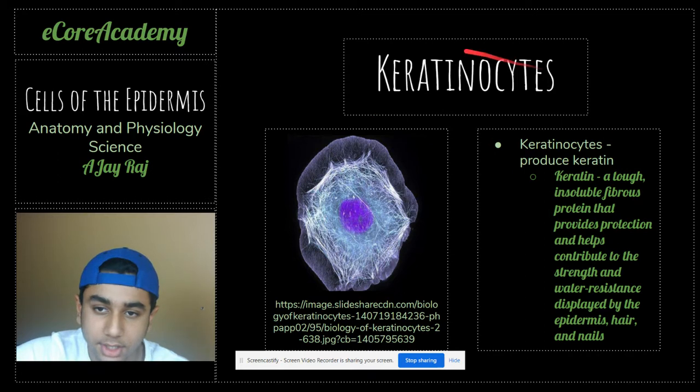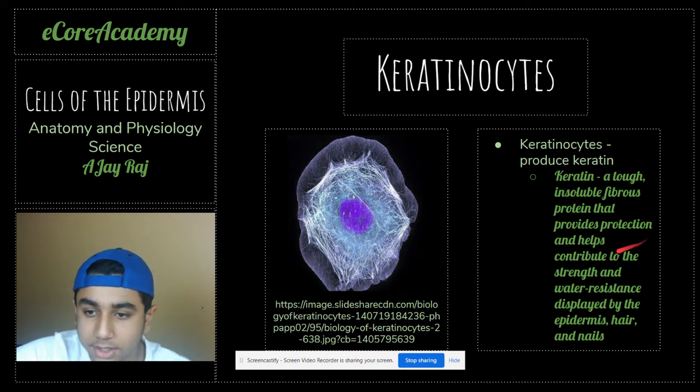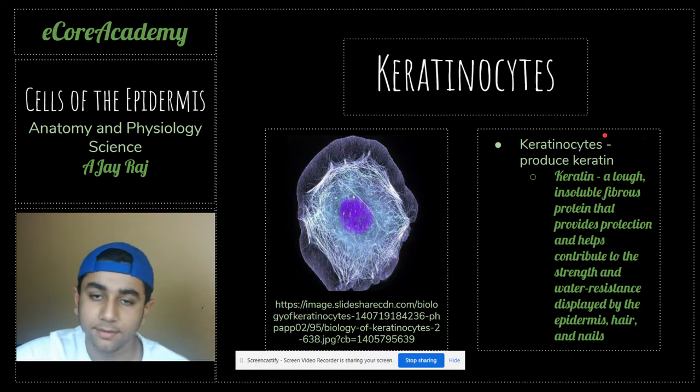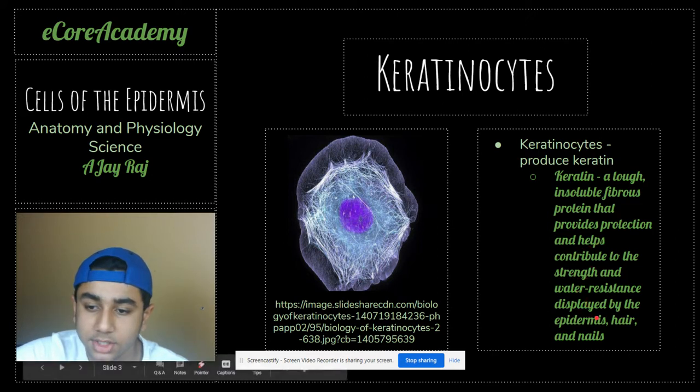So here we have keratinocytes. Keratinocytes produce keratin, and here it says that keratin is a tough, insoluble fibrous protein that provides protection and helps contribute to the strength and water resistance displayed by the epidermis, hair, and nails. So that's important here. Keratinocytes, by the definition, simple, they produce keratin as melanocytes produce melanin. So keratin is a tough, insoluble fibrous protein that provides protection and helps contribute to the strength and water resistance displayed by the epidermis, which includes the hair and nails.